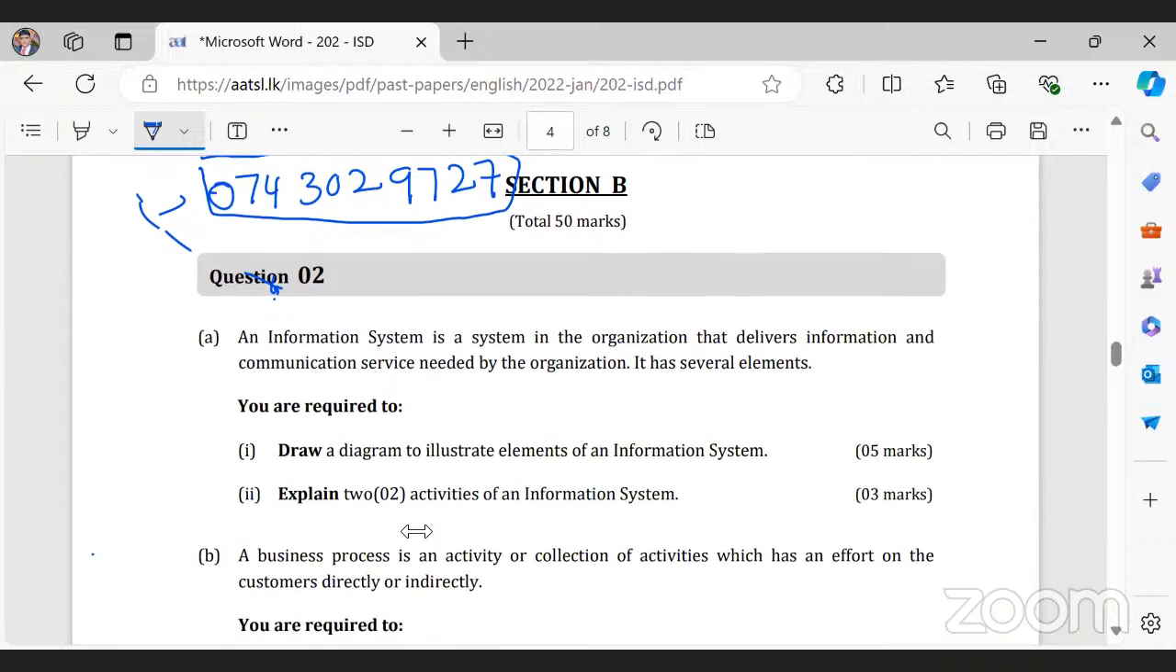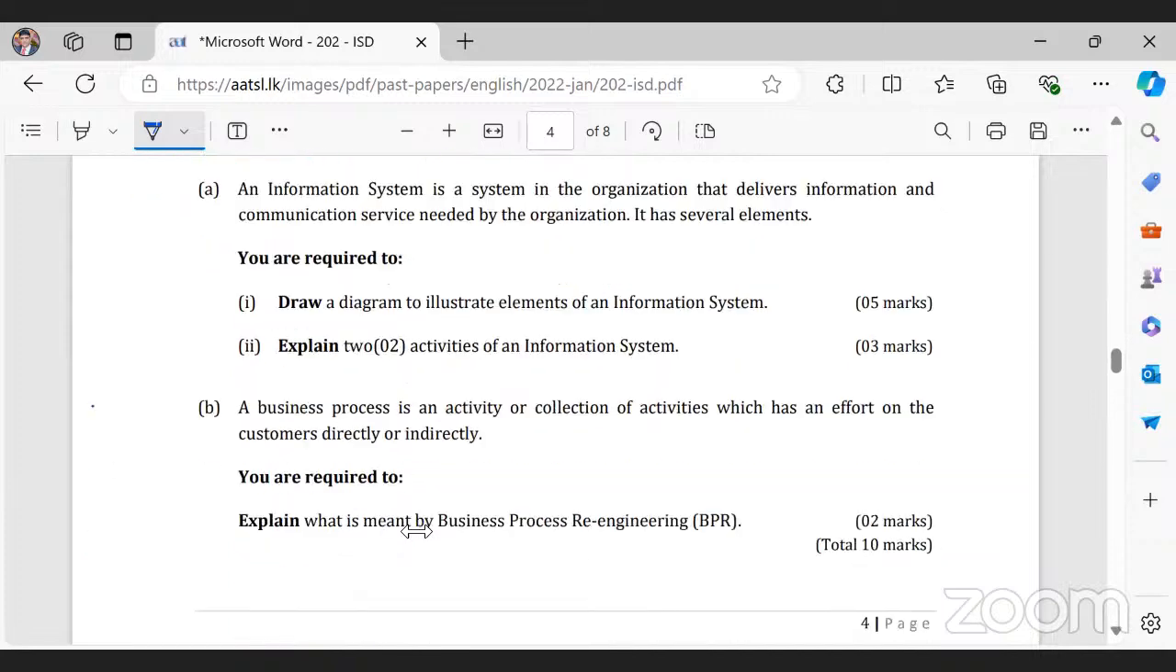Explain two activities of an information system. What are those activities? Data gathering, data processing, collection and preparation of data, the process of capturing, collecting transactions, and processing data into information, dissemination of data, monitoring, and everything you can list down.